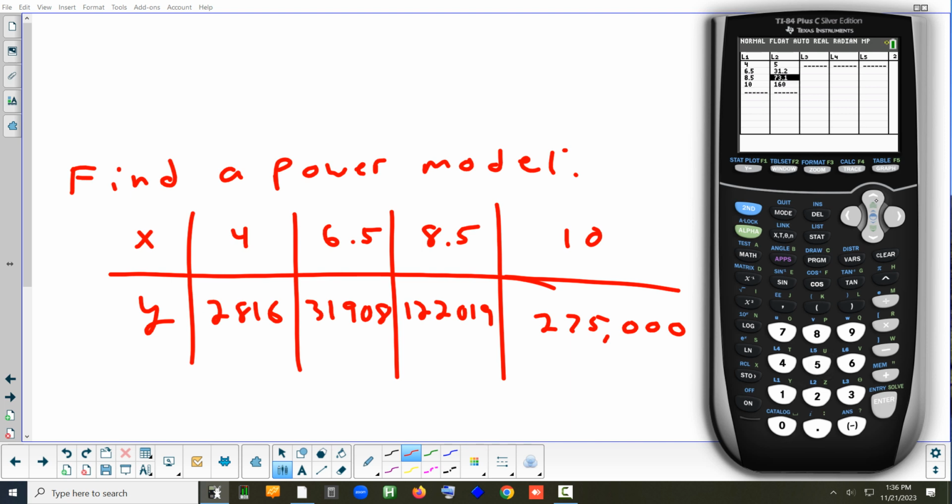Okay, so we got the x's. And then in L2, we always put the y's. Okay, so now I got all the data in there. What do I do after I put the data in?